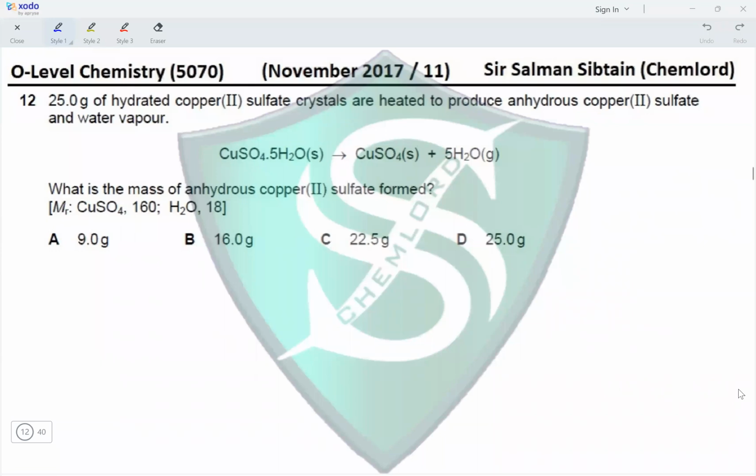Question 12. 25 grams of hydrated copper(II) sulfate crystals are heated to produce anhydrous copper(II) sulfate and water vapor. What is the mass of anhydrous copper(II) sulfate formed? So the Mr of hydrated copper(II) sulfate would be 160 plus 18 times 5, which is 90. So 160 plus 90 gives us 250 grams of hydrated copper(II) sulfate, giving us 160 grams of anhydrous copper(II) sulfate.